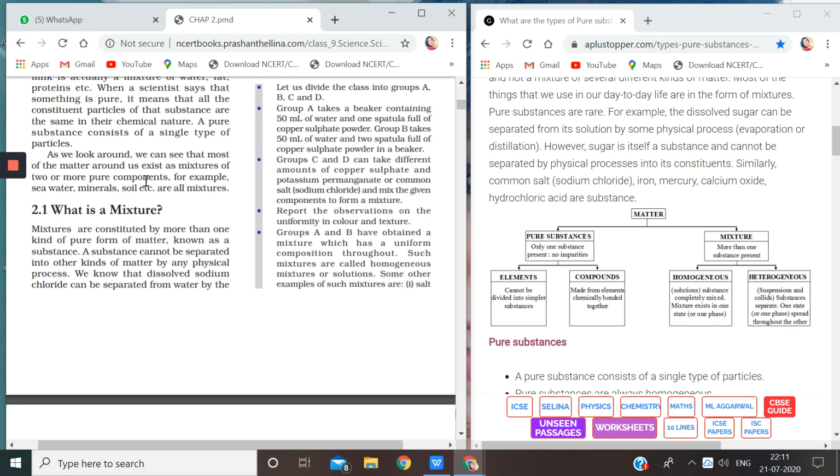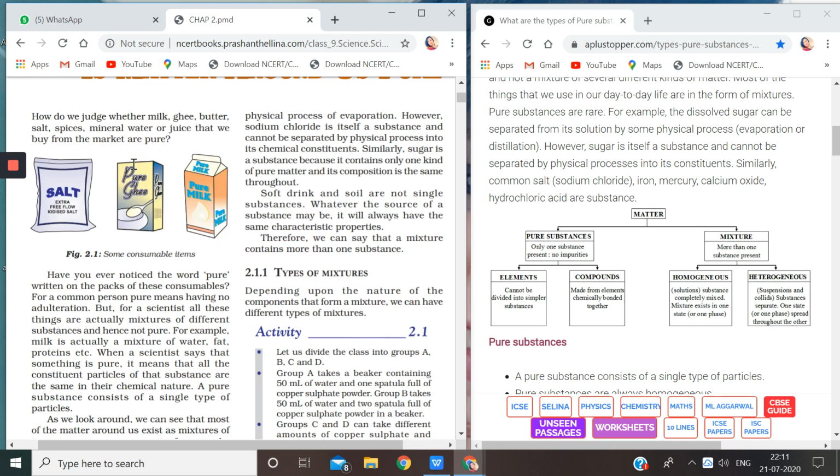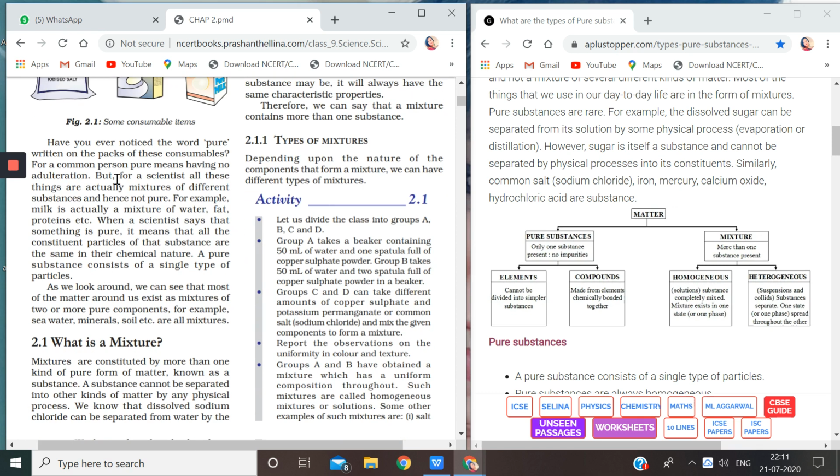Similarly, children, soil is also a mixture because it contains many different components. It has sand, clay, gravel, and microorganisms in it. So it is also considered a mixture. I hope, children, from this part I have made you clear. I have discussed two things: what a pure substance is, and I have given you some explanations about mixtures. Okay, thank you.